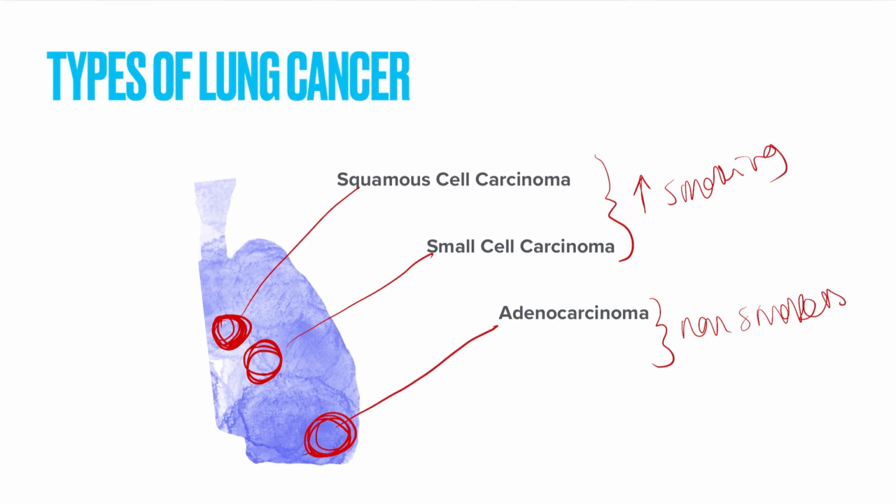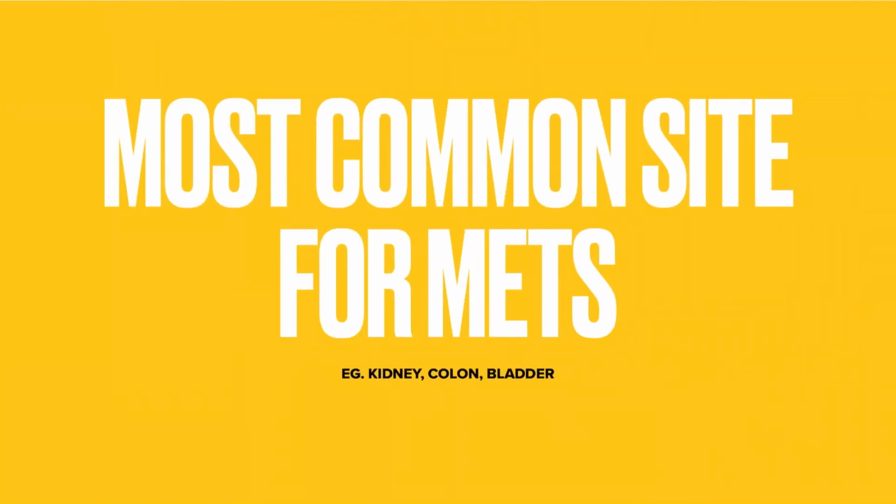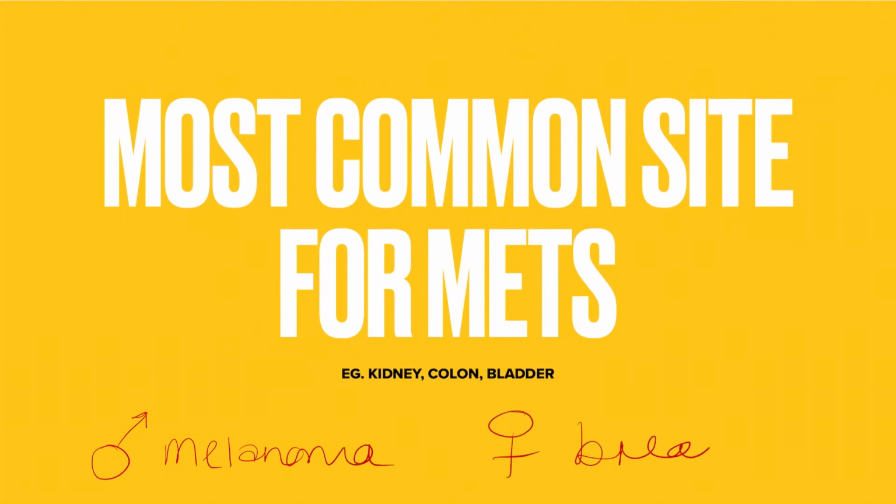These are the most common types of lung cancer, but there are also other types, and you might see cancers from all over the body inside the lung, because the lungs are the most common site for metastases. In men, the most likely tumour to metastasise to the lungs is malignant melanoma. For women, it's most likely to be breast cancer.